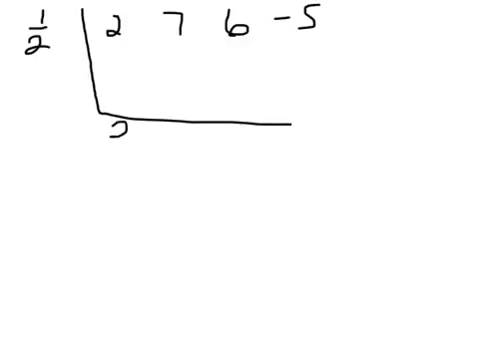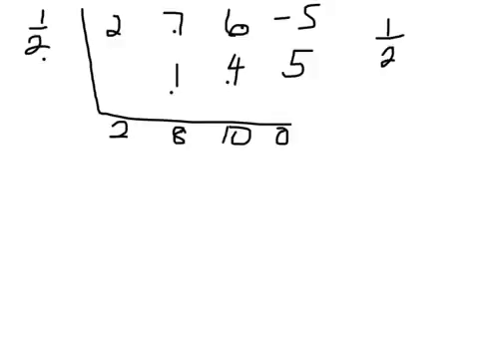So drop down your 2. A half times 2 is 1. 7 and 1 is 8. A half times 8 is 4. 6 and 4 is 10. A half times 10 is 5. And negative 5 and 5 is 0. Yes, we found one of our roots. One of our roots, or solutions, is a half.